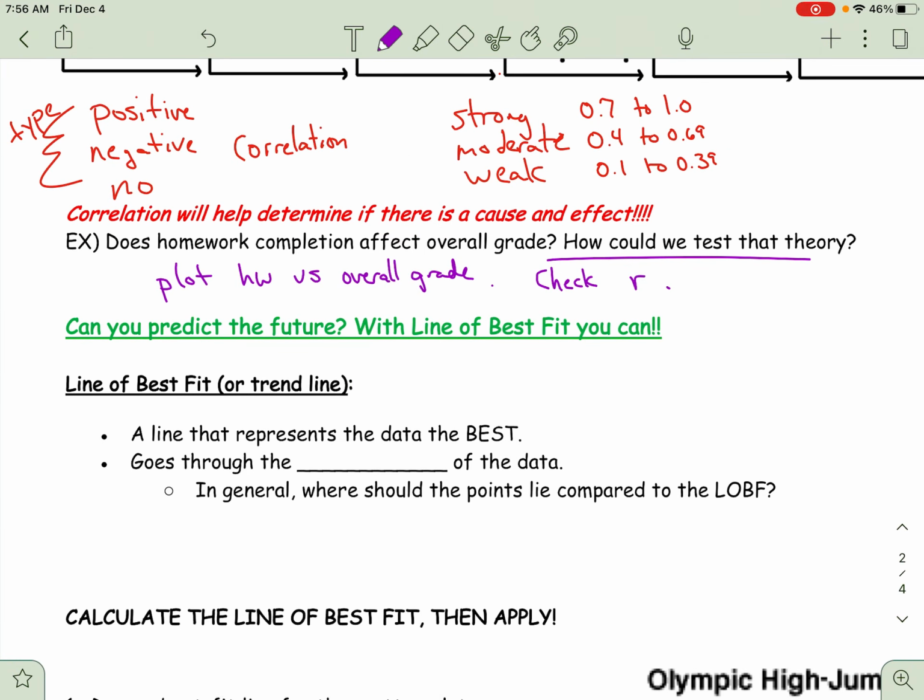Okay, remember R is the correlation coefficient. So once you plug that in, it's saying this is how much those things are correlated. So that's where we would say, oh, it's a strong positive correlation or a strong negative. Okay.